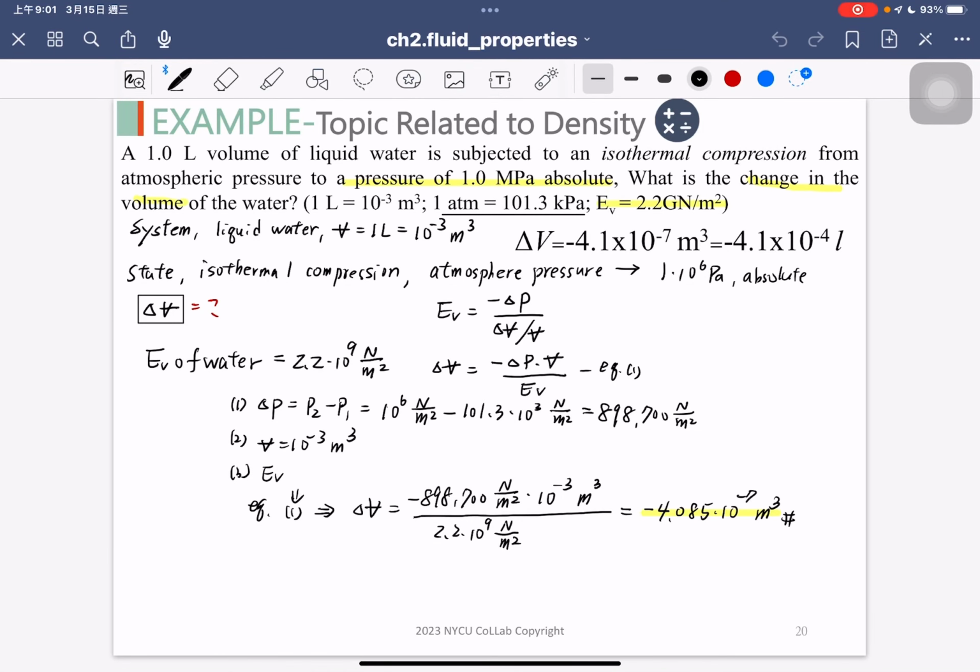Today we are going to finish chapter 2. Last class I taught you how to apply the bulk modulus to understand the volume changes of a liquid under the compression process. Okay, so this is our exercise from last class.